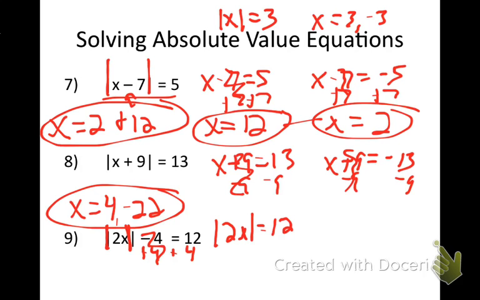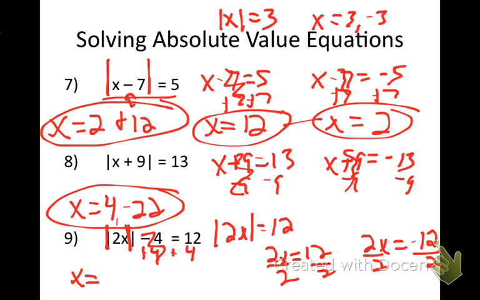Now I set up my two equations. Okay, the absolute value is alone. Now I set up the two equations. 2x equals 16. 2x equals negative 16. Okay, divide by 2 on both of them. And I'm going to get an answer of what, Justin? What's 16 divided by 2? Negative 16 divided by 2.